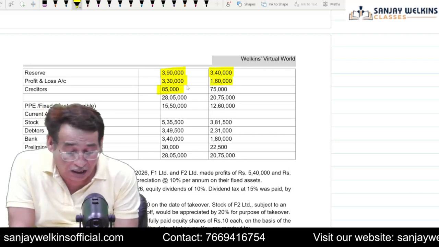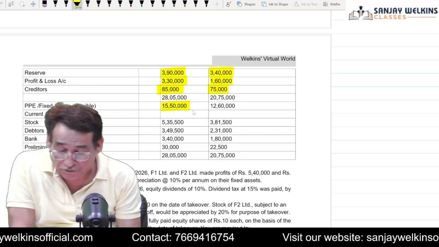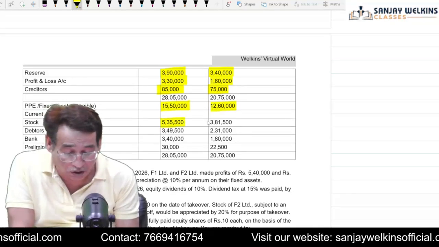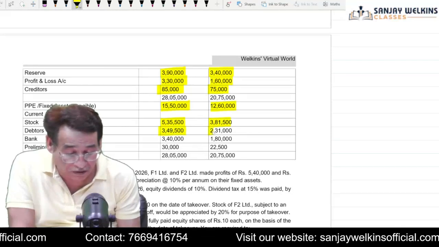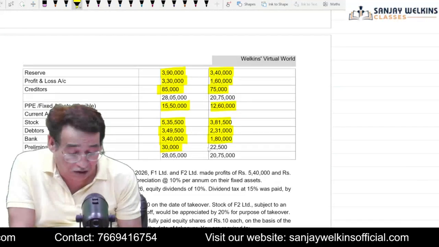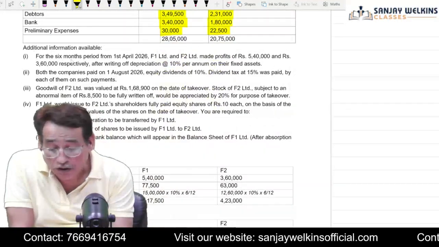There is only one liability, creditors, correct? Total is given. Then we are being given fixed assets, and then we are being given current assets: stock, then debtors, then bank balance, and then preliminary expenses, correct? Preliminary expenses.